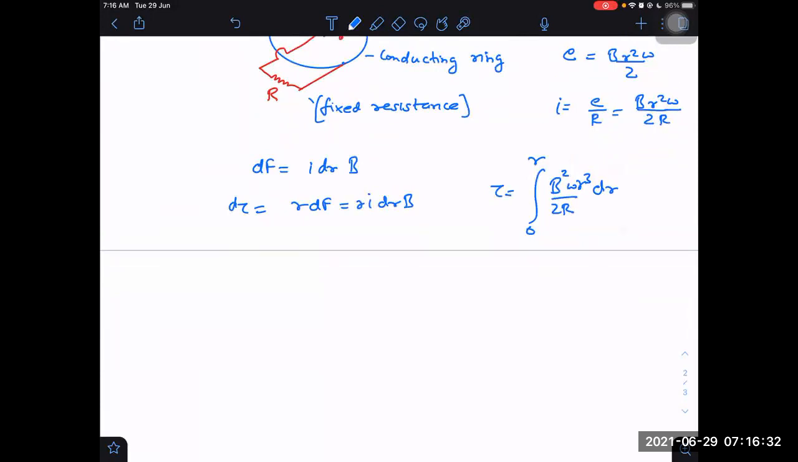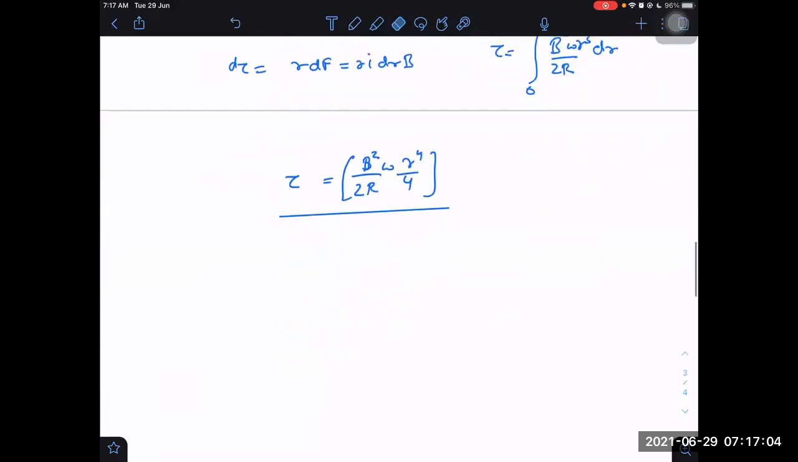So what do we get then? We get it as B square by 2R into omega into R raised to power 4 by 4. That is torque. So I hope I have not done any calculation mistake. If no calculation mistake is done, then this will be right. Neelkantha, did you get the same or different? Different ones. I made a mistake.